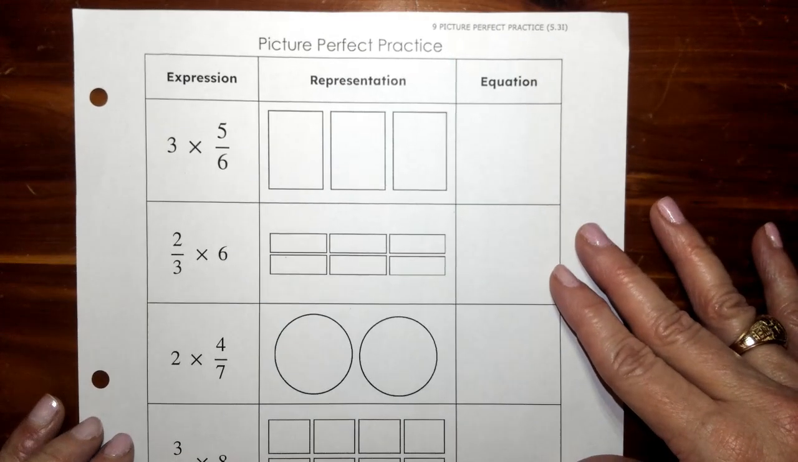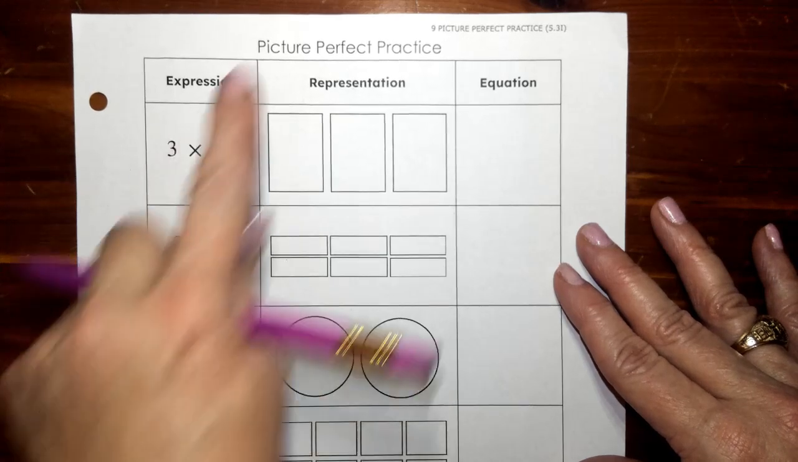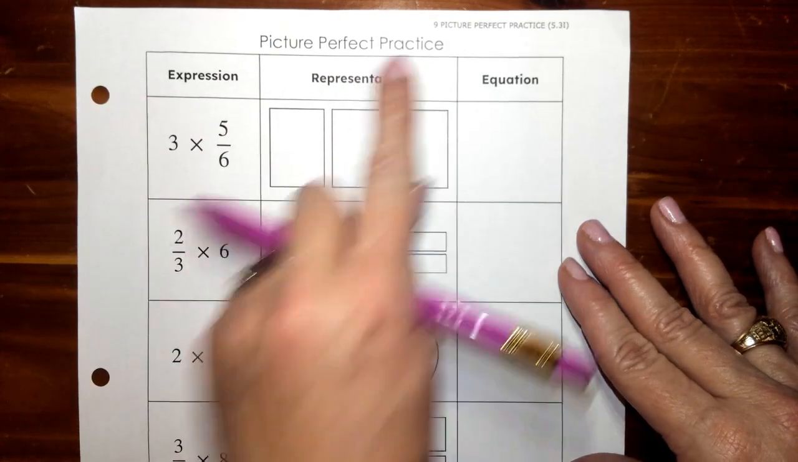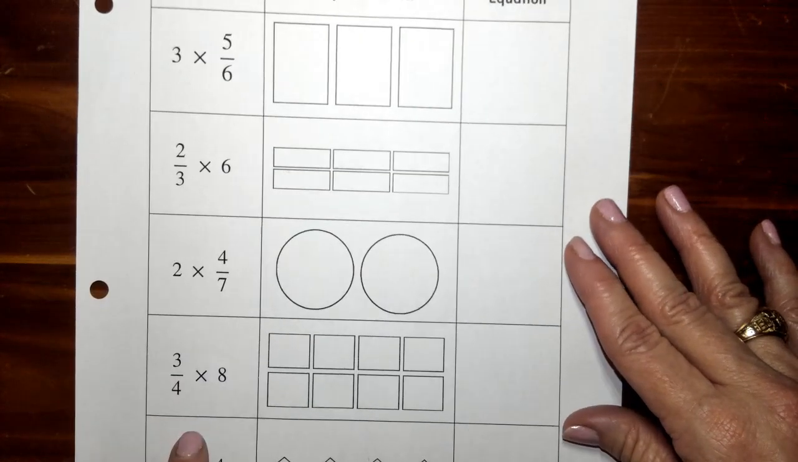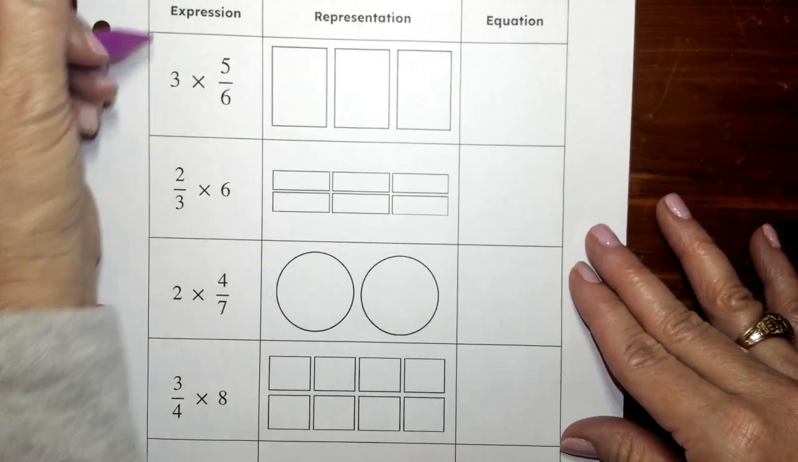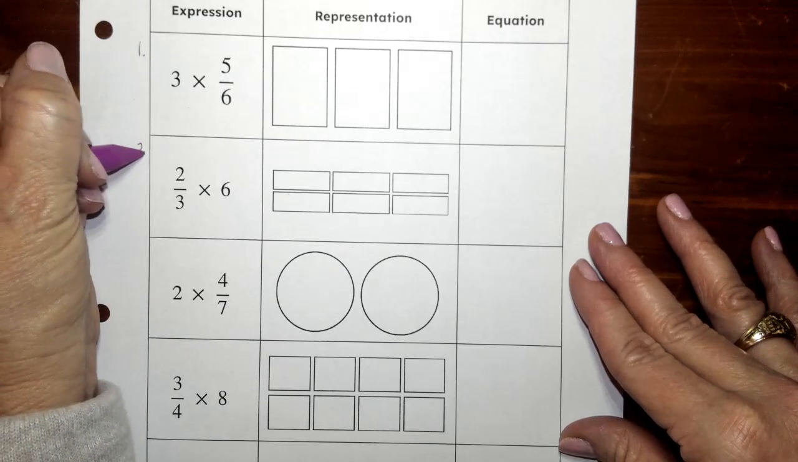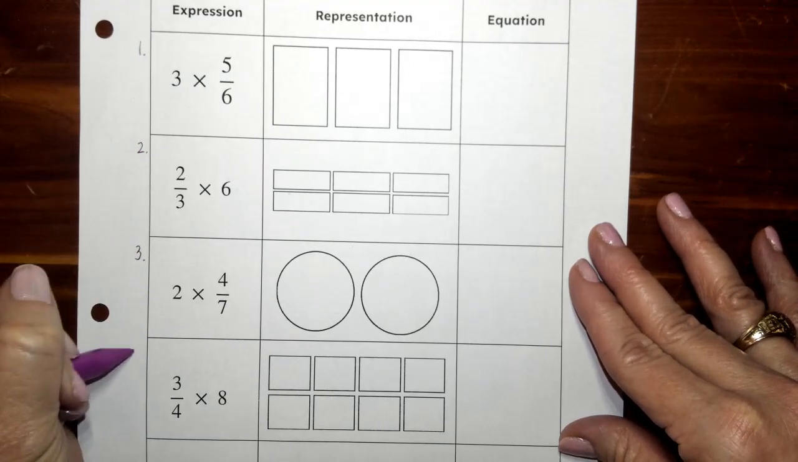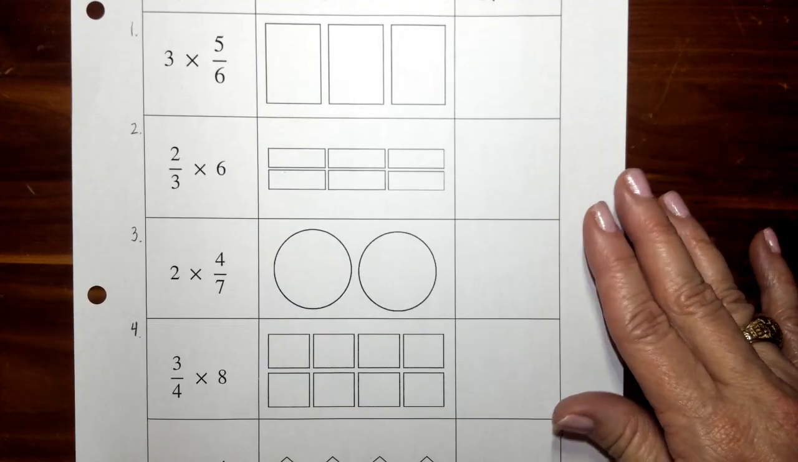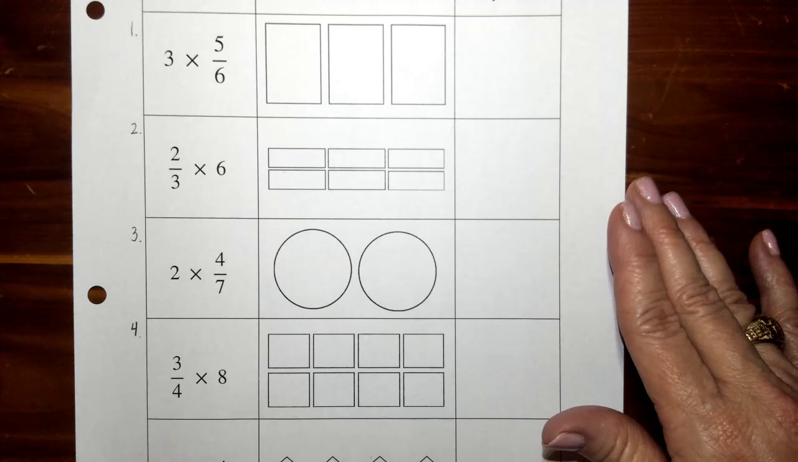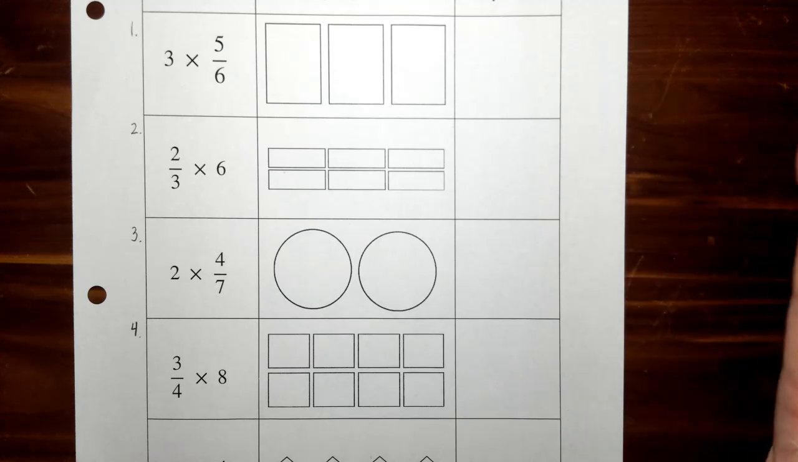All right, so you should all have the paper that says Picture Perfect Practice. And you see that we have some expressions written over here to the side. These expressions, number 1, number 2, number 3, and number 4, are very similar to the examples that we recorded in our notes. They're not the same numbers, but they're very similar. So use your notes to help guide you in your thinking.